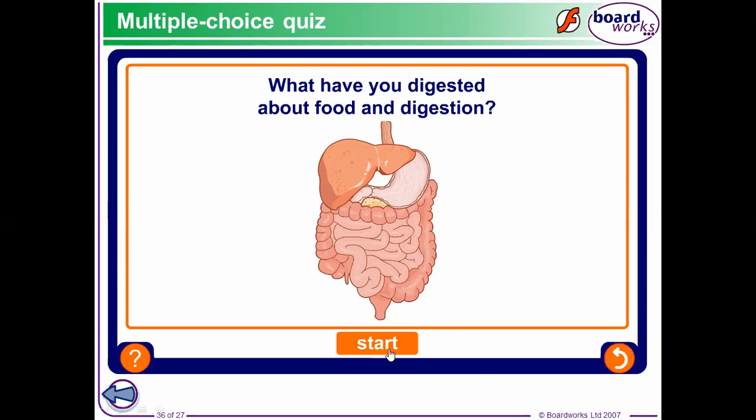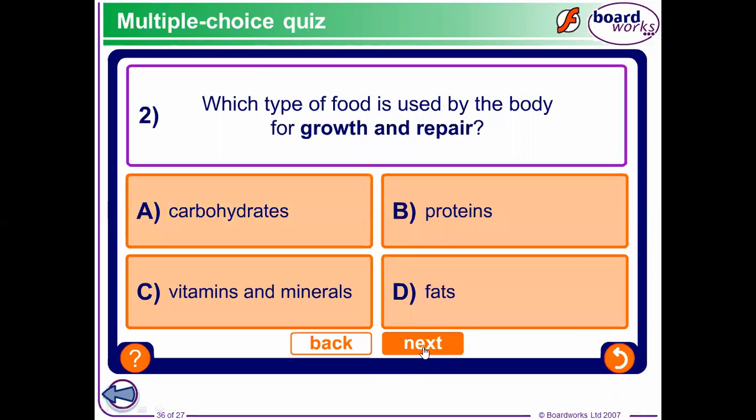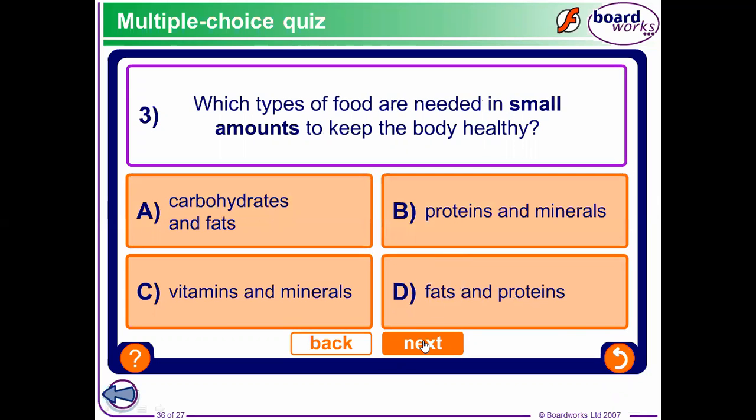Which type of food usually provides most of the energy? Carbohydrates. Yes. Next. Which type of food is used by the body for growth and repair? Protein. Next. Which type of food is needed in a small amount? Vitamins and minerals. Yes.